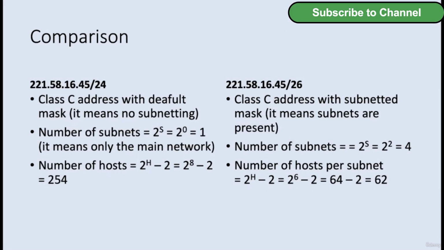In this slide, we are comparing a class C network. In the first case, no subnetting is done, while in the second case, subnetting is done. If subnetting is not done, it will have only one network with 254 hosts. If subnetting is done with 2 bits, it will have 4 subnets, each with 62 hosts.